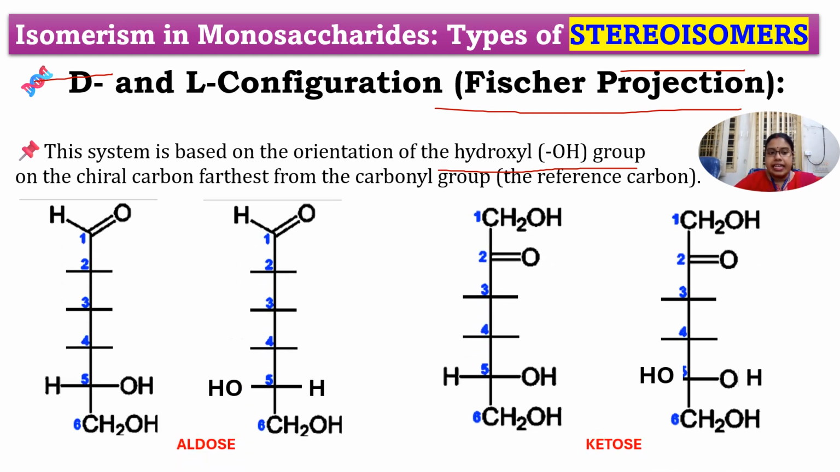Again, I am saying that the D and L configuration is based on the orientation of the hydroxyl group on the chiral carbon farthest from the carbonyl group. It is the general structure of the carbohydrate. Here, this 1, 2, 3, 4, 5, 6 are all chiral carbons, because we already told chiral carbon means the carbon which is bonded to 4 different atoms. So let's describe this chiral carbon.